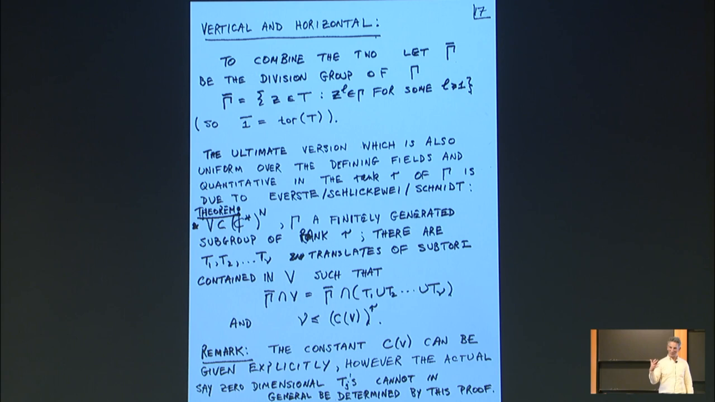But this general theorem, Lang understood the setting. And he understood that this should also be true in the abelian variety, and that was proved by Faltings, and that's his Diophantine approximation proof of the Mordell conjecture.